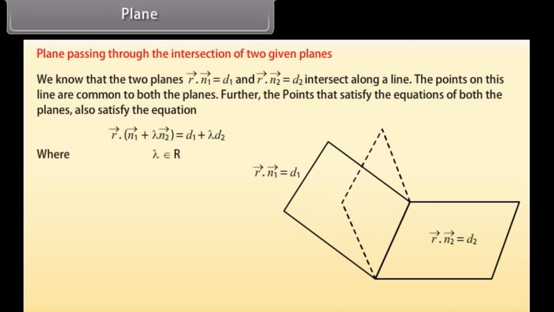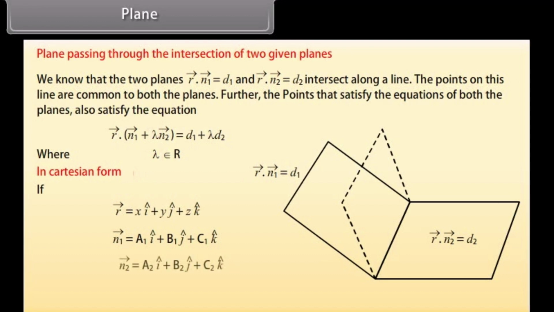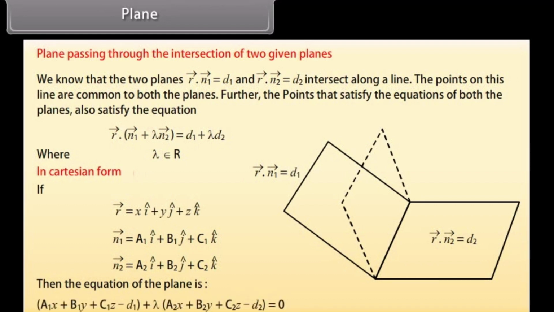In Cartesian form, if vector r equals x î plus y ĵ plus z k̂, vector n1 equals a1 î plus b1 ĵ plus c1 k̂, vector n2 equals a2 î plus b2 ĵ plus c2 k̂, then the equation of the plane is (a1x plus b1y plus c1z minus d1) plus lambda times (a2x plus b2y plus c2z minus d2) equals 0.